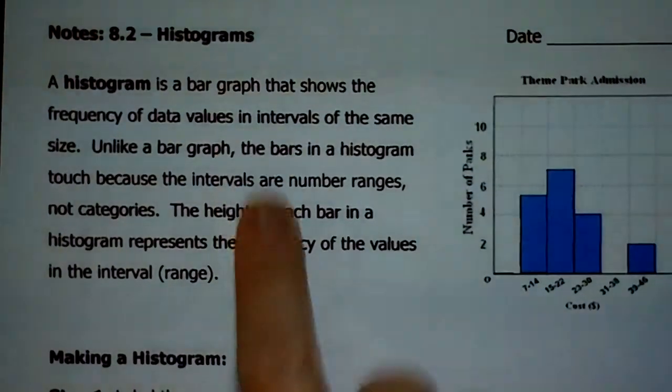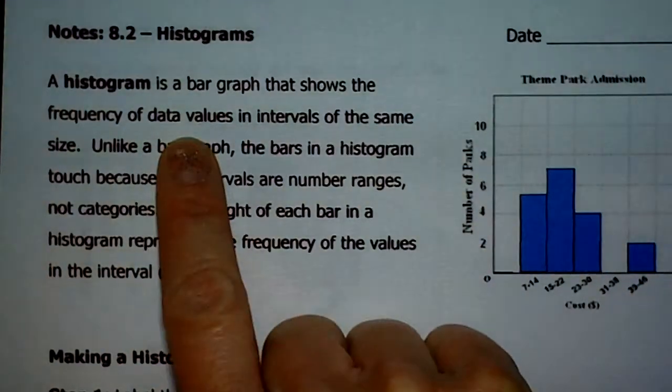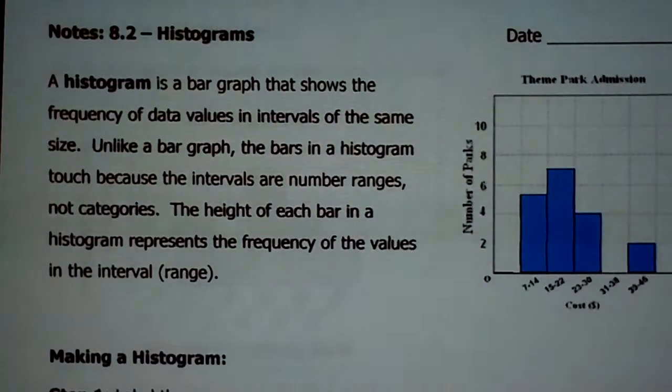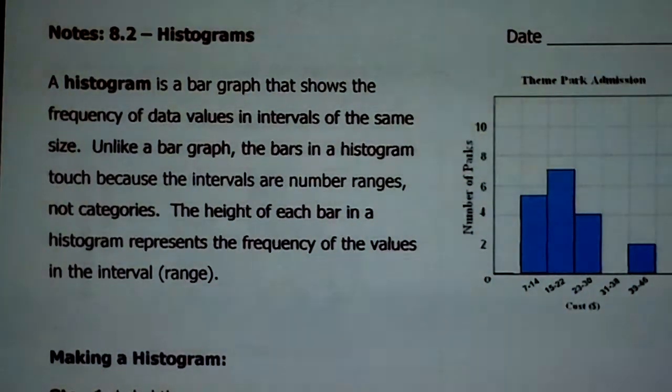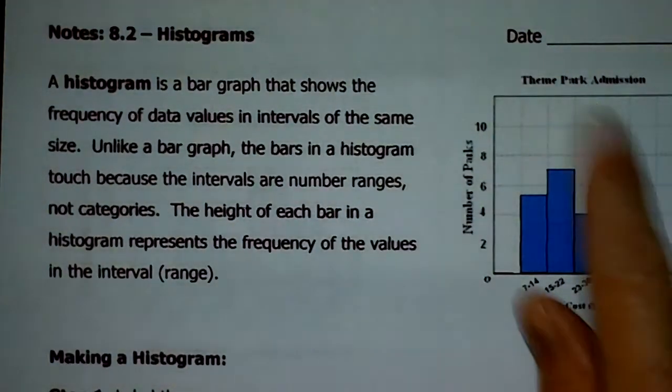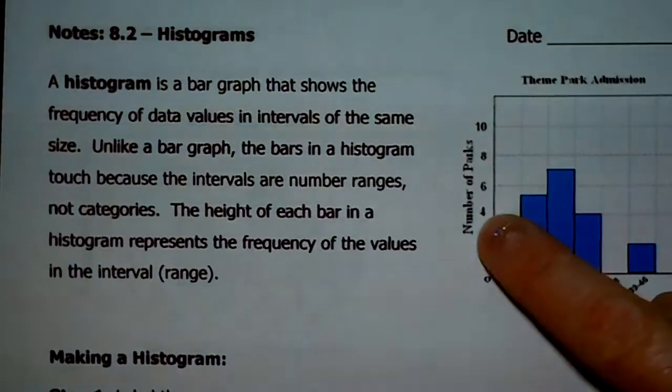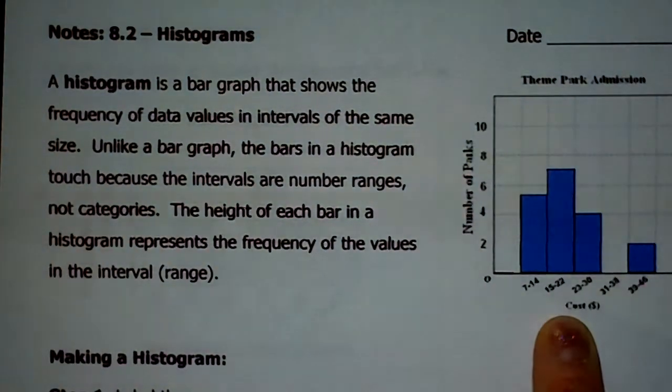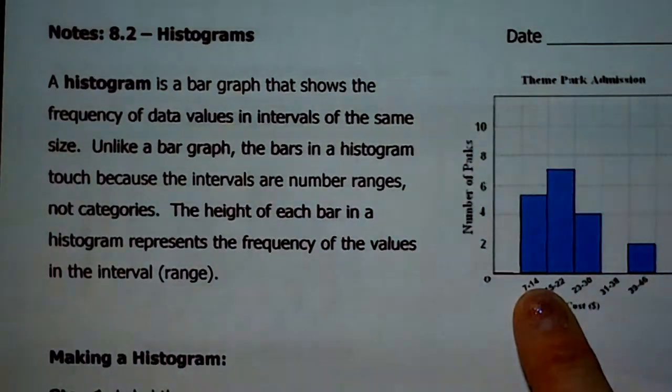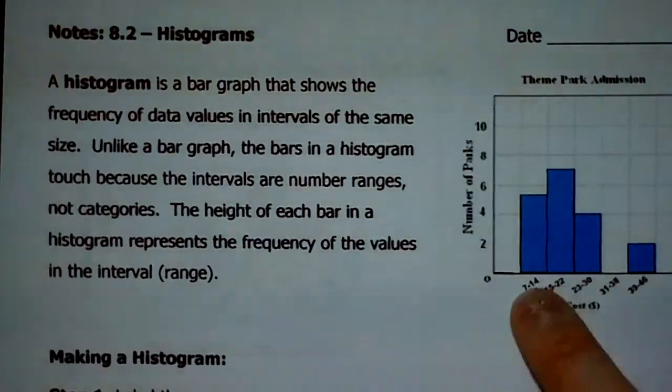It's like a bar graph, and it shows the frequency of data values in intervals of the same size, but unlike a bar graph, the bars in a histogram touch because the intervals are number ranges, not categories. So here's an example. Here it says theme park admission. Over here there's a number of parks, and down here, instead of having categories, there are number ranges. That's one way you can tell the difference between a histogram and a bar graph. There aren't categories, there are ranges.